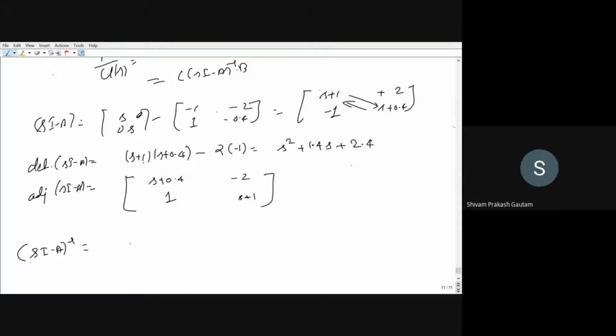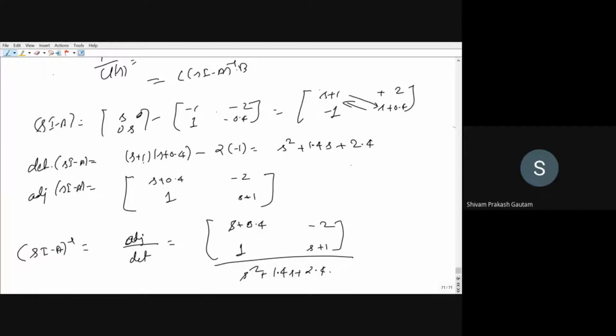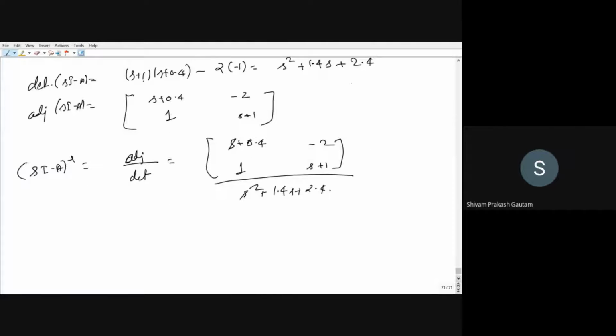That will be equal to adjoint upon determinant. That will be equal to the matrix [s plus 0.4, minus 2; 1, s plus 1] whole divided by s square plus 1.4 s plus 2.4. So this is (sI minus A) inverse. You have to multiply it by the B matrix. So (sI minus A) inverse into B matrix.